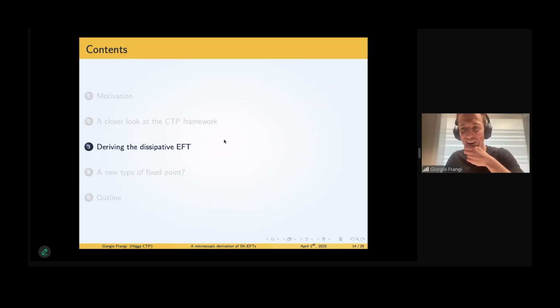So, okay, good. We finally got to the interesting part of the talk. Thanks for bearing with me so far, which is let us now try to actually see how these features that I mentioned before are generated by an RG flow.